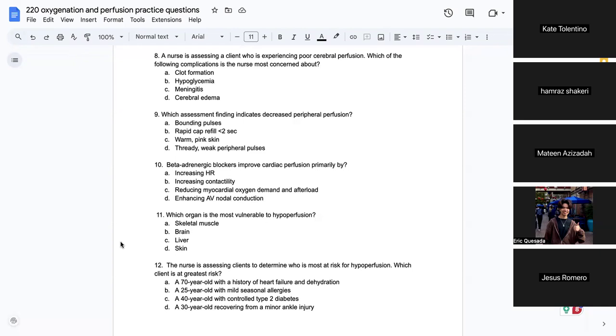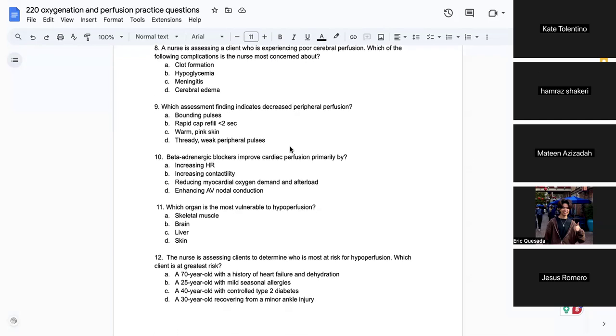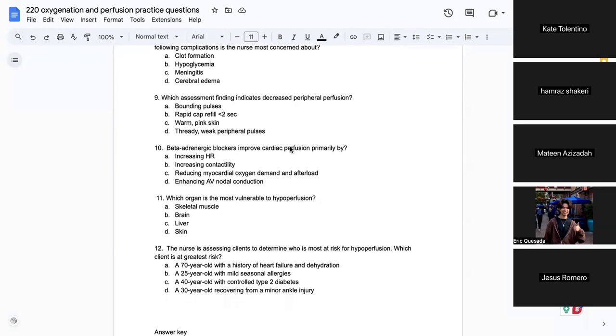Alrighty, guys. So the answer for 8 is going to be D, cerebral edema. So inadequate cerebral perfusion also slows blood flow and increases the risk of stasis, which can lead to clot formation, thrombosis. This also places the patient at risk for ischemic stroke. Did I say D? No, it's A. It's clot formation. Okay, yeah. So kind of what we were talking about.